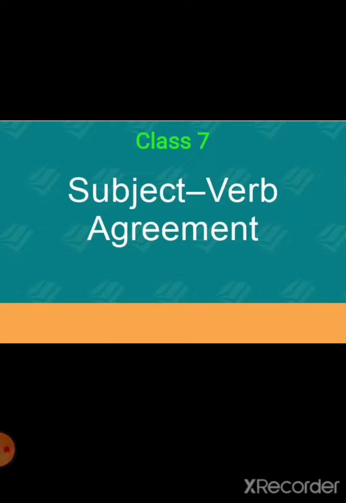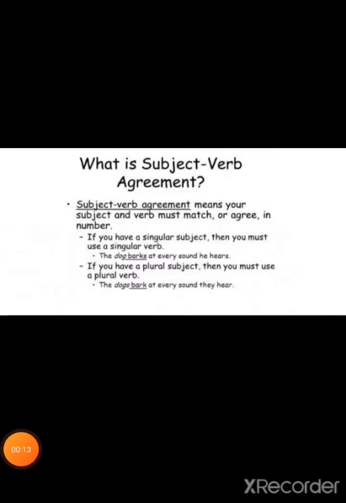Today we will discuss subject verb agreement. So let me first discuss what is subject verb agreement. Subject verb agreement means your subject and verb must match or agree in number. That means if you are having a singular subject in a sentence, then you must use a singular verb.